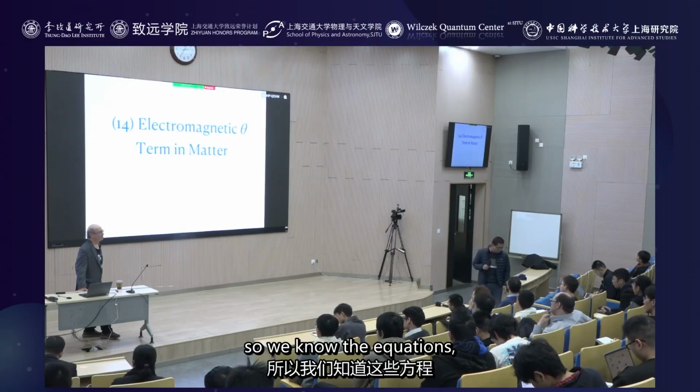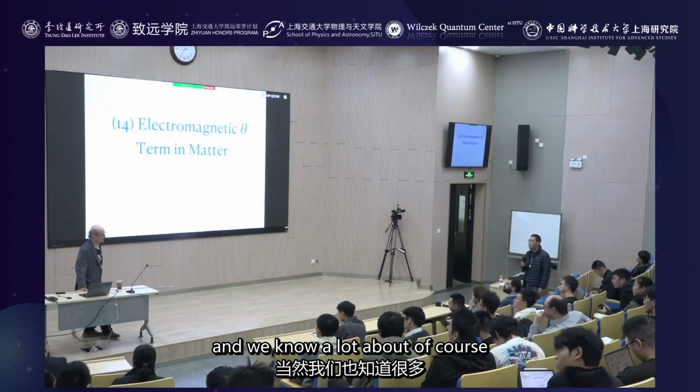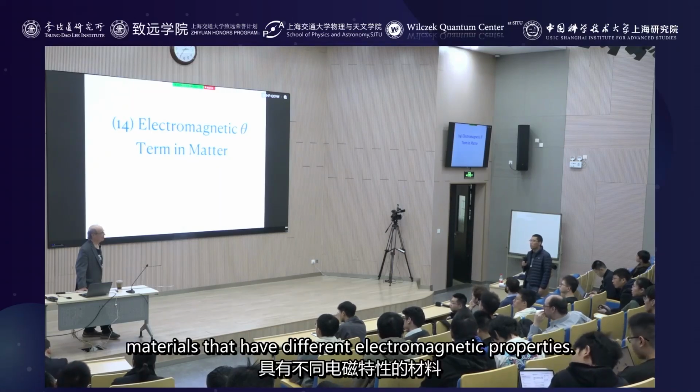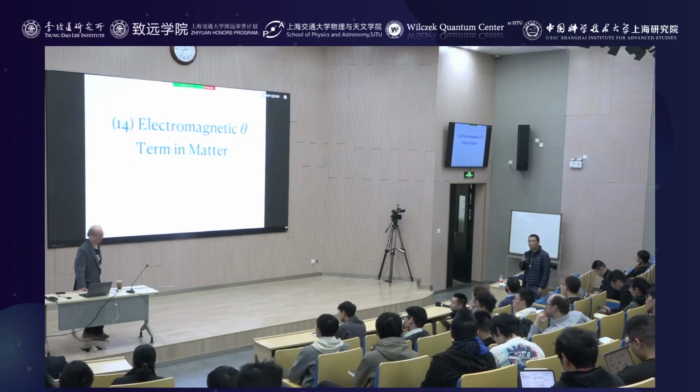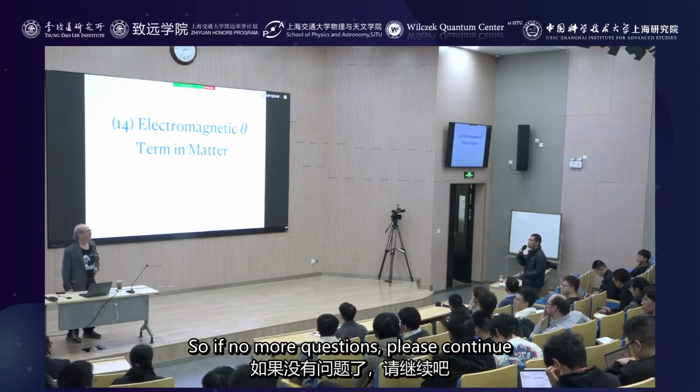So we know the equations, and we know a lot about materials that have different electromagnetic properties. Any more questions? If there are more questions, please ask.